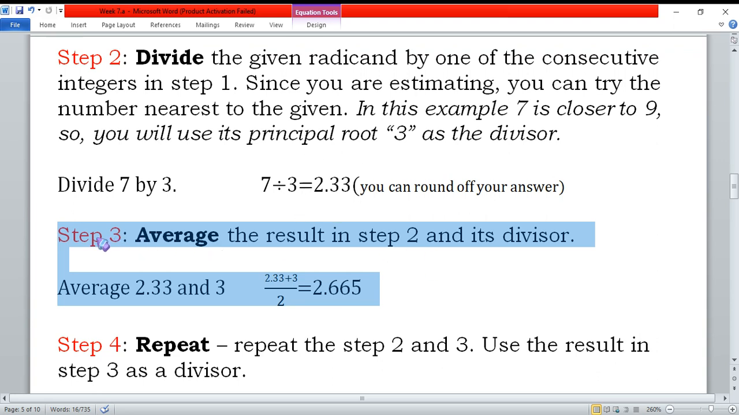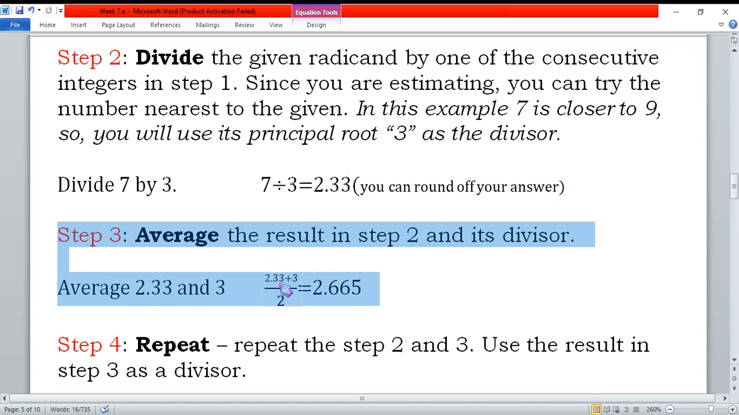Sabi dito, sa step number 3, kukunin natin yung average. Okay? Nung step 2, yung result ng step 2 at saka nung divisor. Ano ba yung divisor natin dito? Itong 3. Okay? So, in short, i-add natin tong dalawa. So, 2.33 and 3, ito yan. No? Tapos, i-divide natin sa 2.